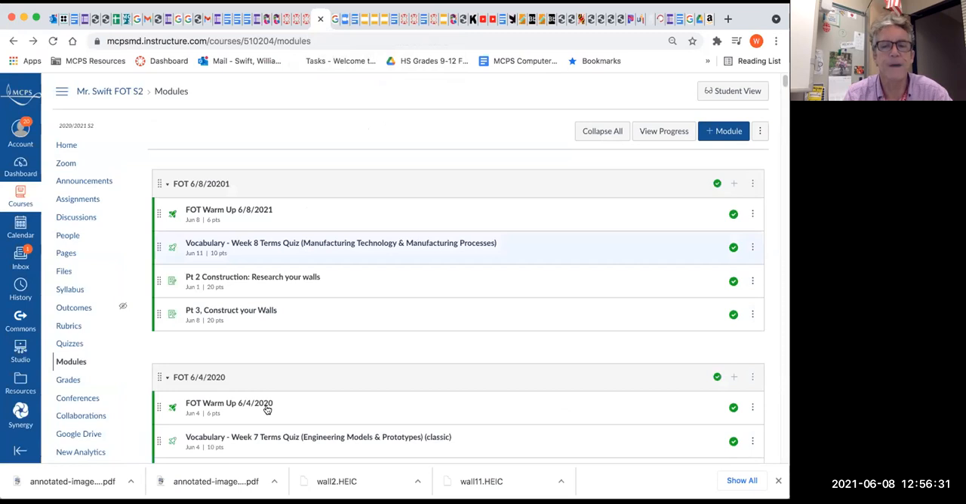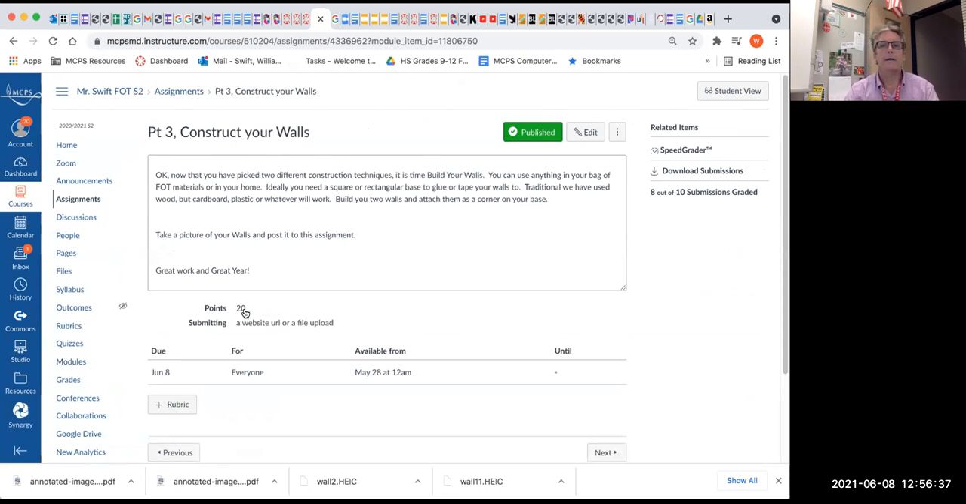The other one is the final. Construct your walls. All right. Now that you have picked two different construction techniques, it is time to build your walls. You can use anything in your bag of FOT materials or in your home. Ideally, you need a square or rectangular base to glue or tape your walls to. Traditionally, we have used wood, but cardboard or plastic or whatever will work. Build the two walls and attach them to the corner of your base. Take a picture of your walls and post it to the assignment. So here are some examples. Let me make sure everyone knows what we're talking about.